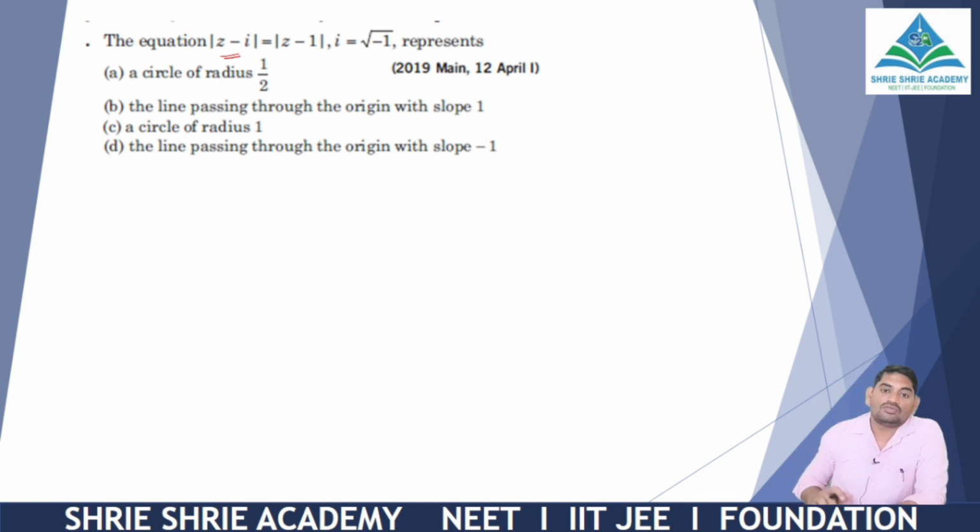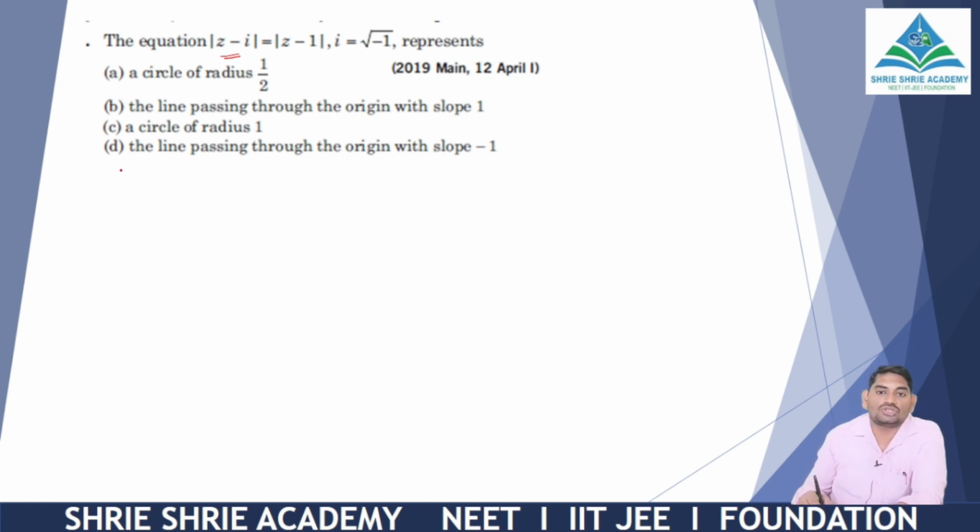See here, the first option is a circle of radius 1/2, the second option is a line passing through the origin with slope 1, the third is a circle of radius 1, and the fourth option is a line passing through the origin with slope −1.